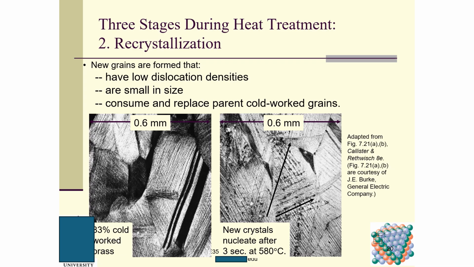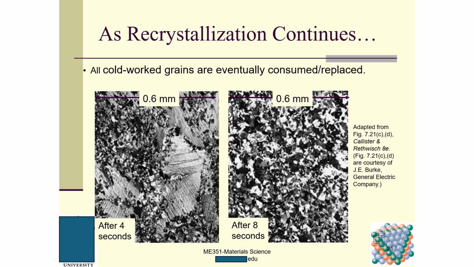Then we talk about recrystallization. New grains are formed that have low dislocation densities and are small in size at the very beginning, and they consume and replace the parent cold worked grains. So here is 33% cold worked brass. Here new crystals nucleate after 3 seconds at 580 degrees C. As cold worked grains are eventually consumed or replaced, this is after 4 seconds, this after 8 seconds.